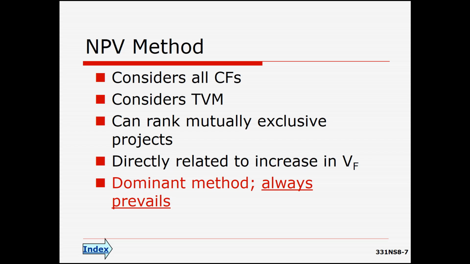NPV meets all the desired criteria for a capital budgeting method. All the cash flows are considered in the computation. In other words, we use all the data we have. Time value of money is considered. Net present value can be used to rank mutually exclusive projects. Net present value is directly related to the value of the firm. In theory, if a project is accepted and pursued, the value of the firm will increase by the amount of the NPV. NPV is the dominant method. It always prevails. If other techniques give conflicting accept-reject decisions, NPV is the final word.